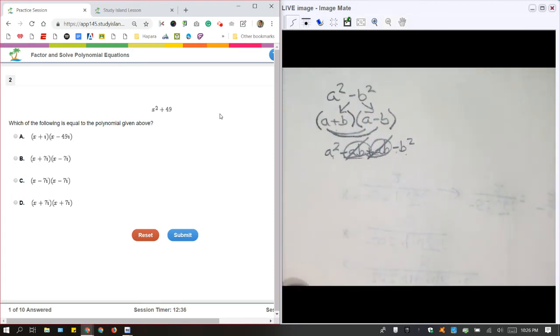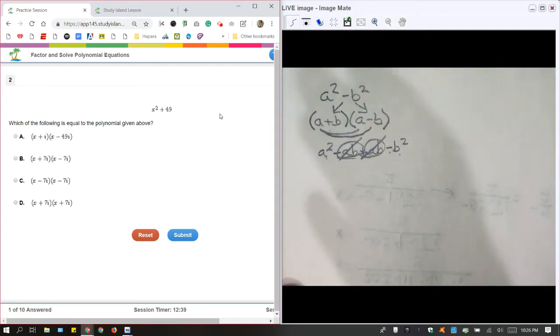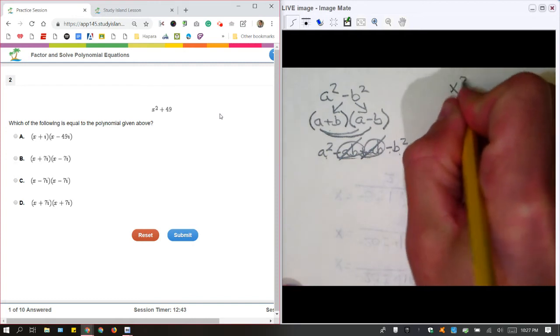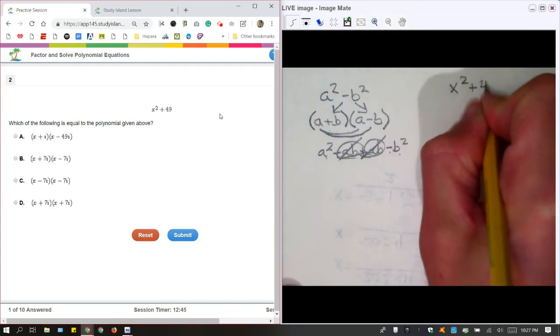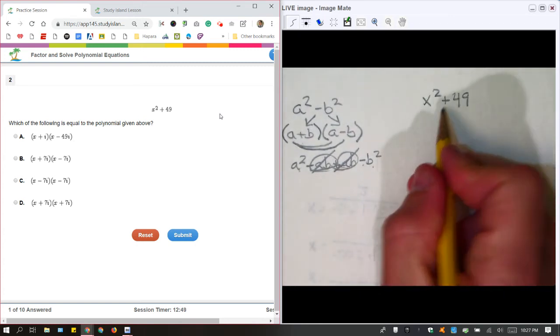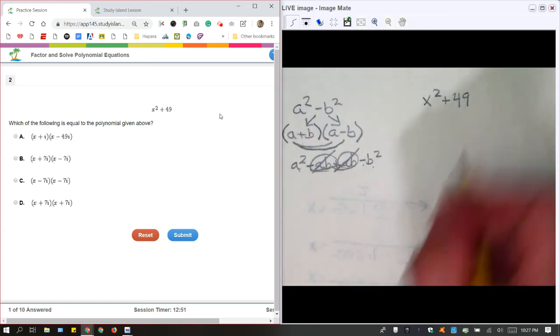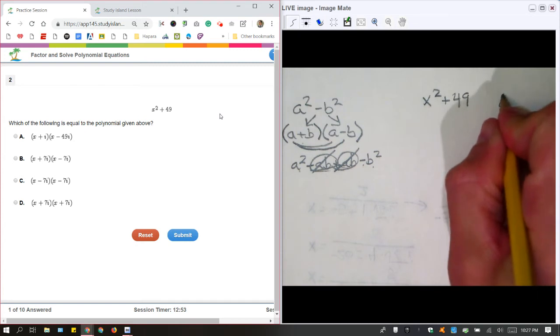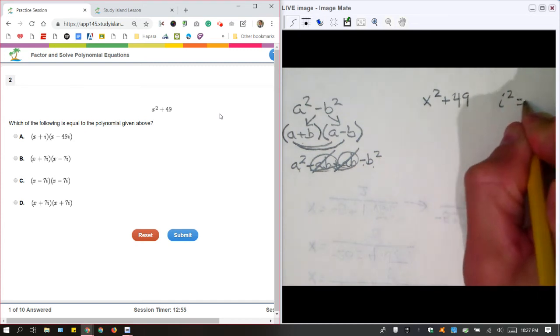Now you might be looking at that going, what are you talking about? That's not the difference of two squares they gave us. That's the sum of two squares. It says x squared plus 49. And you're absolutely right, but maybe we can do a little bit of trickery to turn this into a difference of two squares. What am I talking about? I'm talking about the fact that i squared is equal to -1.